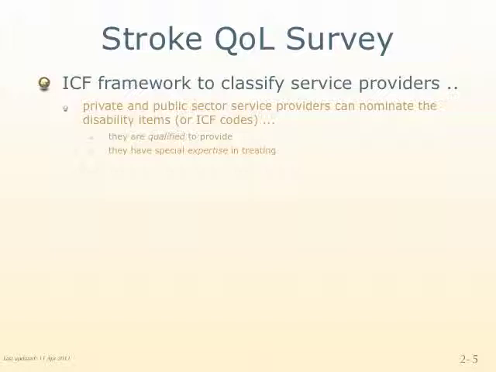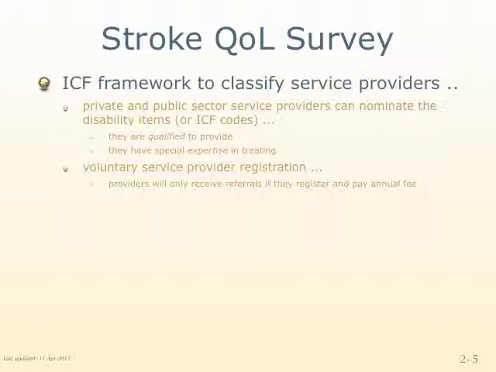And by using a system of voluntary service provider registration, providers will only receive referrals through the Stroke Rehab app if they register to provide services for specific disability items and pay an annual registration fee that can be used to fund the national rollout and operation of the Stroke Rehab app. This registration can be done over the internet so that the administrative overhead of maintaining the services provider database can be minimised.